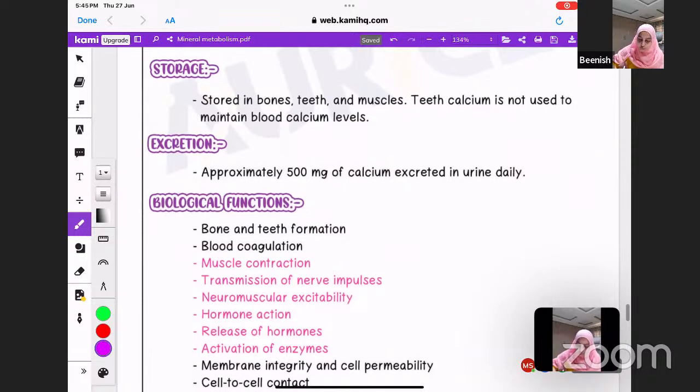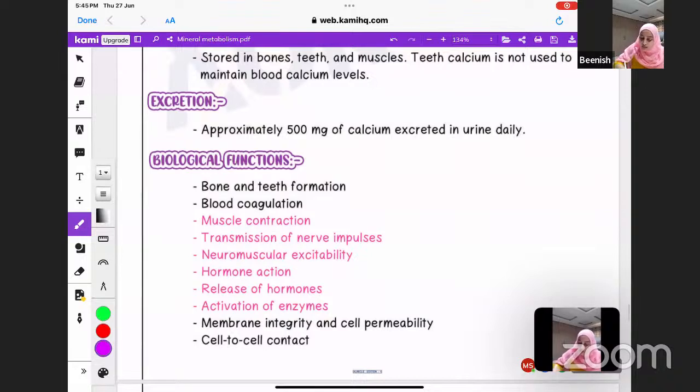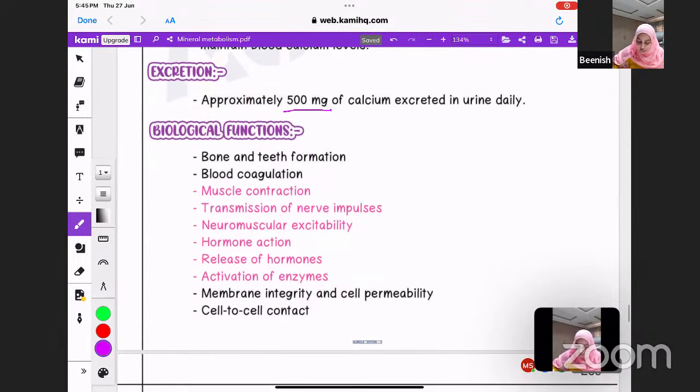Now talking about the storage of calcium, it is stored in bones, teeth, muscles. Teeth calcium is not used to maintain blood calcium levels. Talking about its excretion, approximately 500 microgram of calcium is excreted in urine daily. Then the biological functions of calcium: bone and teeth formation, it is involved in bone and teeth development. It is also involved in blood coagulation, very important.